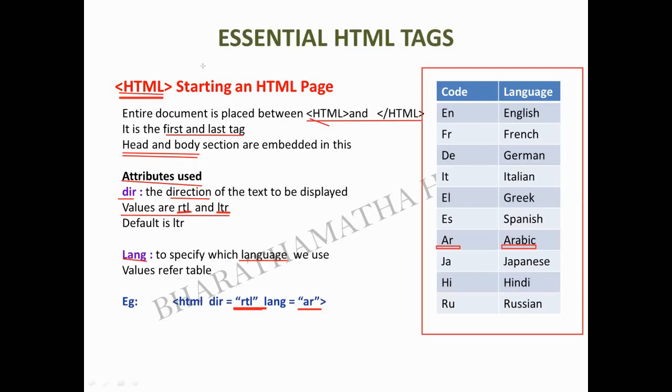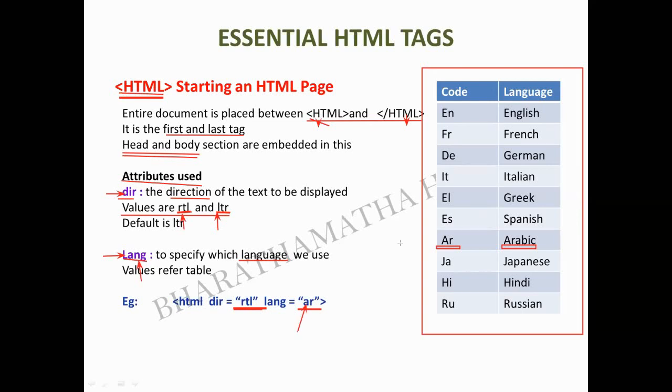So, in that, the HTML tag itself has got some attributes. That is, the HTML will be placed inside your open and close HTML. The attributes here are your direction, and the value for that is RTL and LTR. Another attribute is your language.